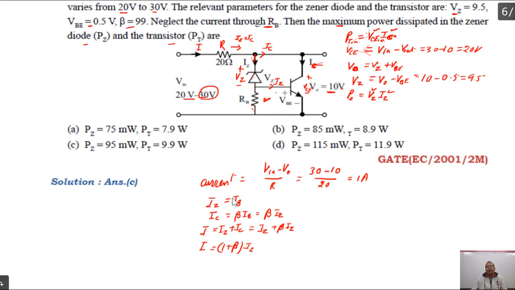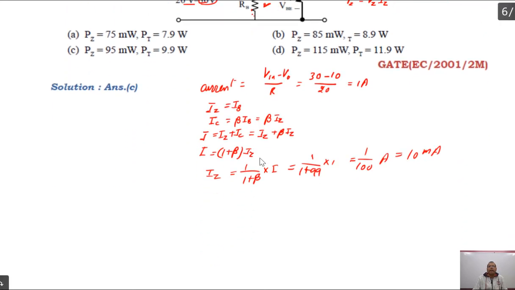Then what will be the current IZ? IZ will be equal to 1 by 1 plus beta, multiplied by current I, and current I is 1 ampere. And beta is how much? Beta is given to you, that is 99. So this is 1 by 1 plus 99, multiplied by 1 ampere. So this is equal to 1 by 100 ampere, which is nothing but 10 milliampere, right? IZ is 10 milliampere.